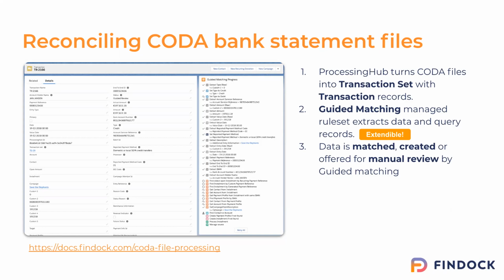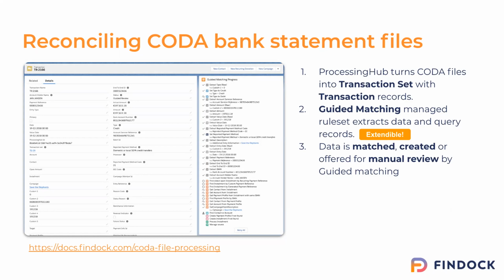But in the past, the whole extraction of data from Coda, or now already, for example, for Kant, was in the processing hub. And we moved that out of the processing hub and brought it to guided matching. So as you can see on this screenshot here, you can exactly see which data we take out of the Coda file and why. You can not only see it, you can also extend it, right?